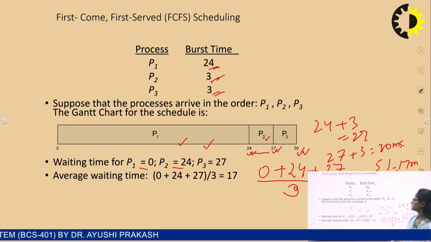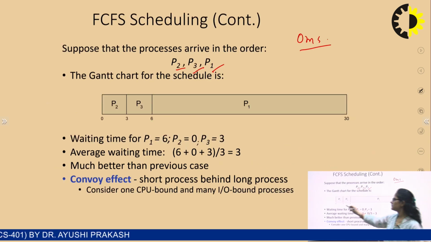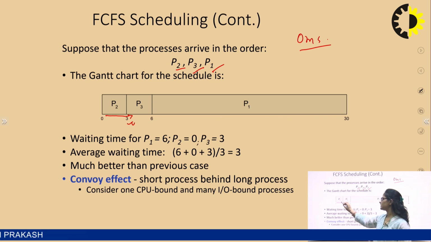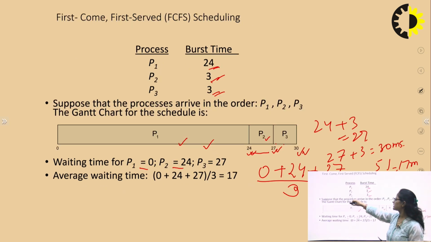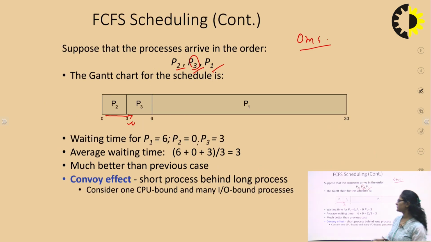So P2 comes first and it has done 3 milliseconds of work. Because its work was only 3 milliseconds, at 3 milliseconds it has vacated the CPU. Then P3 arrived, and the CPU is scheduled to P3. You can see here P3, the burst time was 3 milliseconds. So after 3 plus 3 milliseconds it has done its work, and at 6 milliseconds it has given up the CPU.